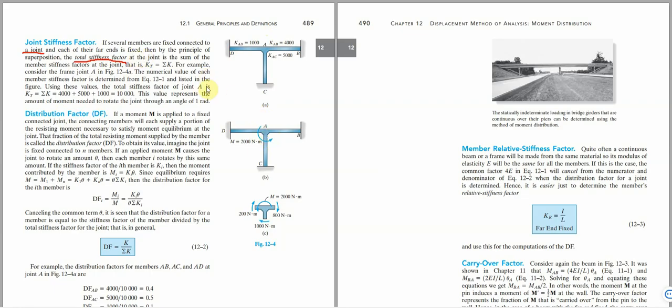After considering this, the next thing we will be going into is our distribution factor. If a moment M is applied to a fixed joint, the members will each supply a portion of the resisting moment necessary to satisfy the moment equilibrium at the joint. That is to say, each member will be supplying a moment. If this one is turning this way, this one will try to balance it. As you can see here, these are turning this way, and there should be a counter moment to balance it.